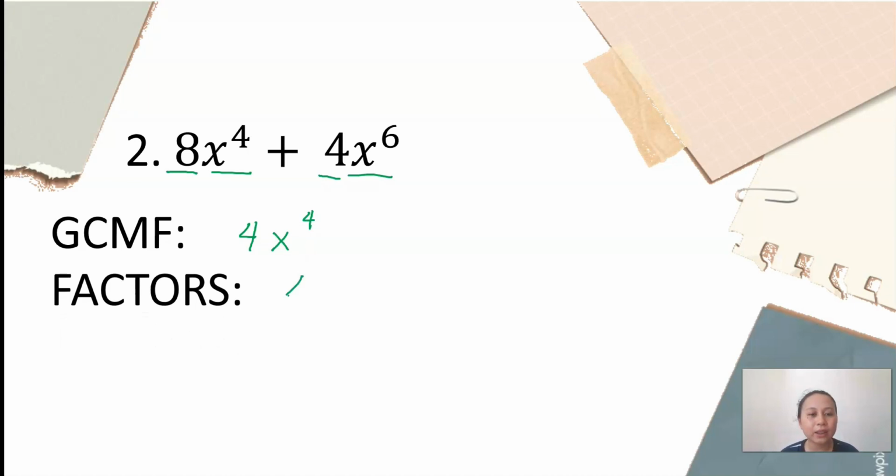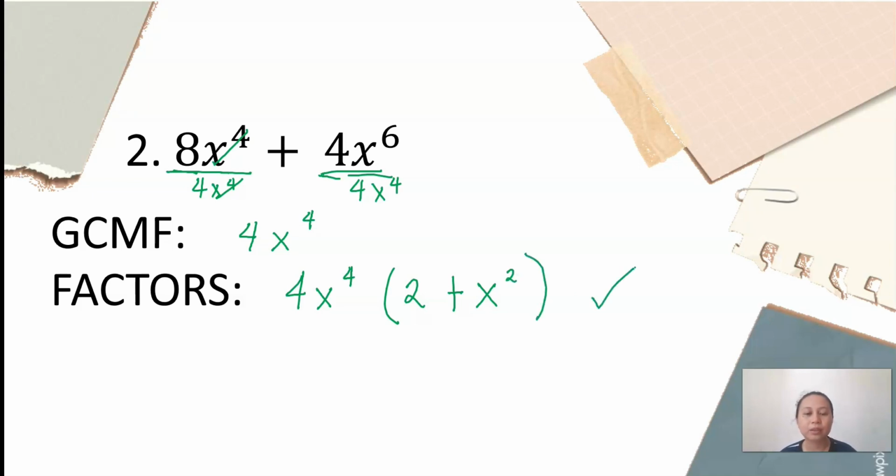Now, to find the factors, copy 4x raised to the power of 4 and then divide the polynomial. 8x raised to the power of 4 divided by 4x raised to the power of 4. Cancel, cancel. 8 divided by 4 is 2. So that's plus 4x raised to 6 divided by 4x raised to 4. 4 divided by 4 is 1. And then x raised to the power of 6 divided by x raised to the power of 4 is, we're just going to subtract exponents. 6 minus 4 is 2. This is now the factor.